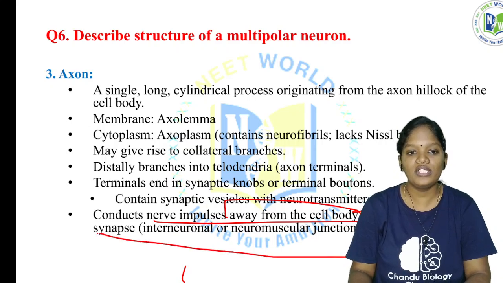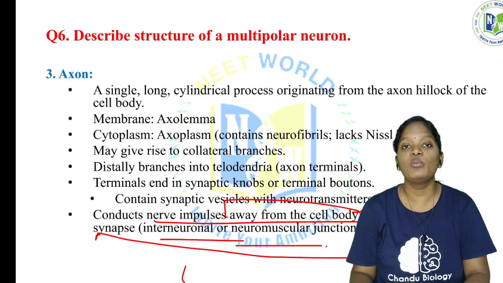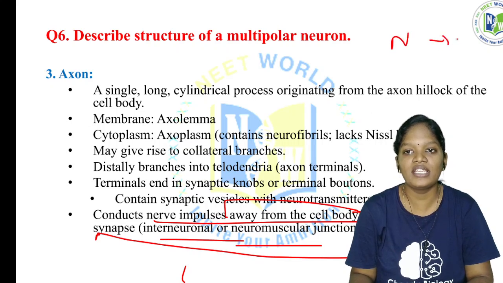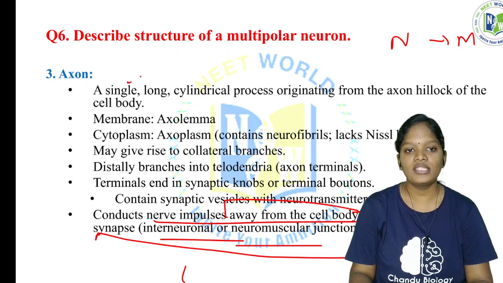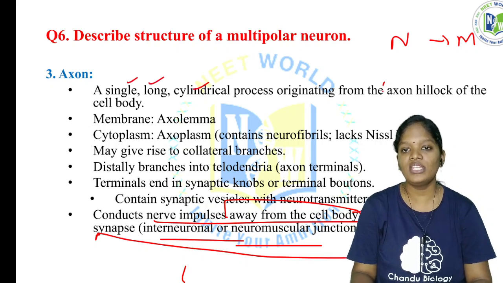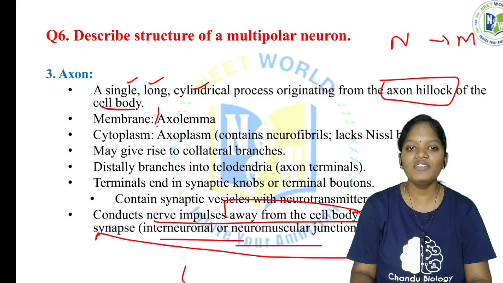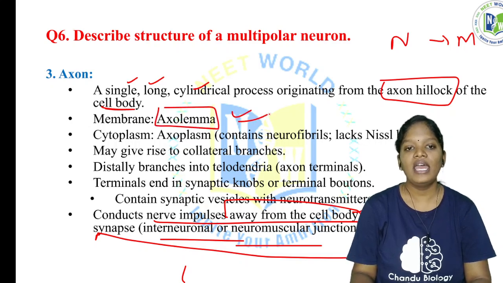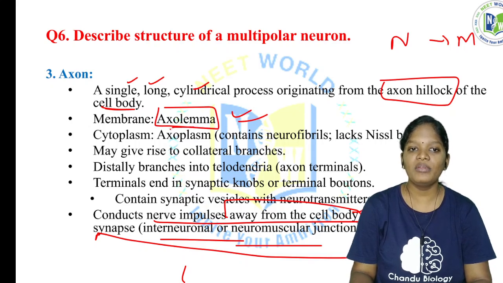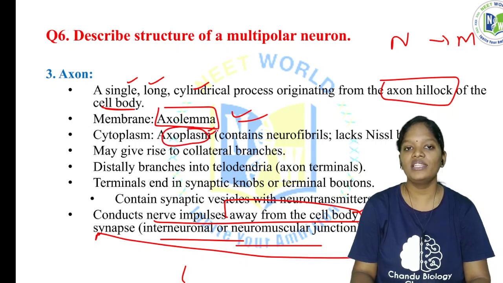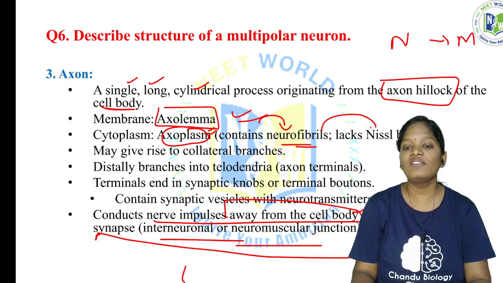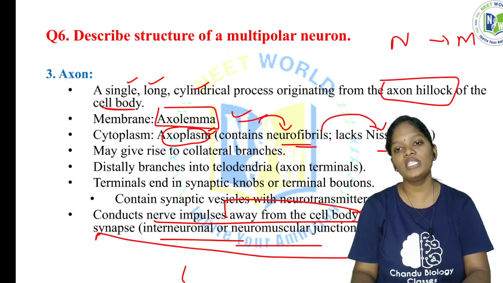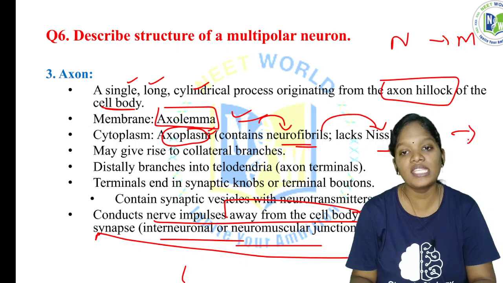It is going to reach the synapse, where we can see the neuromuscular junction, where the neuron touches and meets the muscle. The axon is a single long cylindrical process originating from the axon hillock of the cell body. The membrane covering the axon is called the axolemma, and inside the axolemma the cytoplasm is called the axoplasm. In that we can see the neurofibrils, and there will be no Nissl's bodies. Nissl's bodies are present inside the cytoplasm of the cell body.